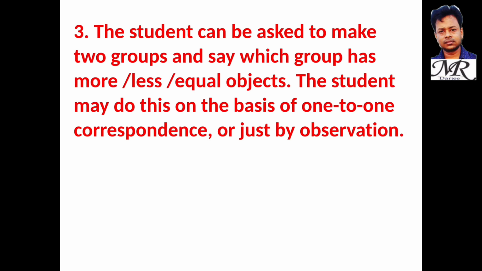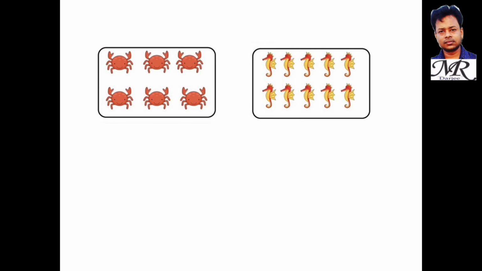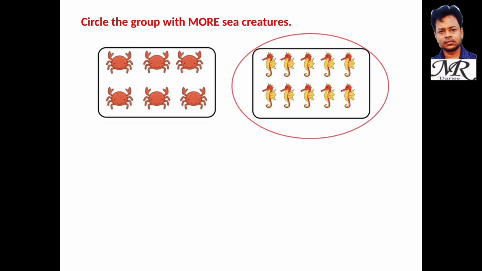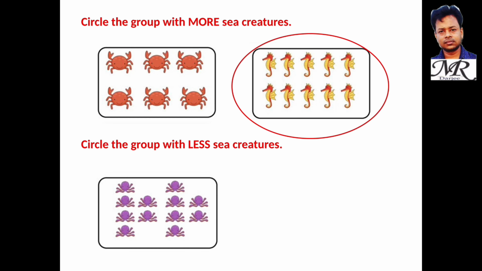The student can be asked to make two groups and say which group has more, less, equal objects. The student may do this on the basis of one-to-one correspondence or just by observation. Circle the group with more sea creatures. Count and circle. Circle the group with less sea creatures.